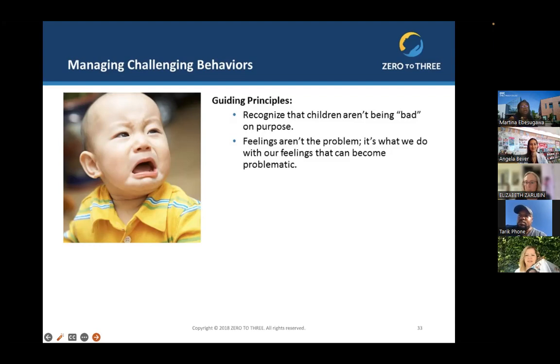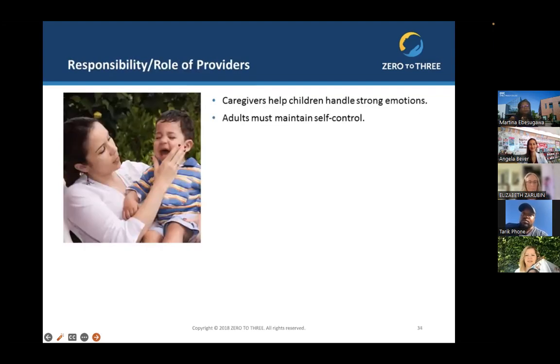The other thing is that feelings aren't the problem. It's what we do with our feelings that can become problematic. So we heard in the beginning, we talked about what triggered us, right? And so you could see how we all had our own feelings about the child spitting on us. And then after we had the 5 minutes to kind of think back about how we would react, we reacted differently. Also, caregivers help children handle strong emotions when they themselves are regulated, and they're also in control of themselves.